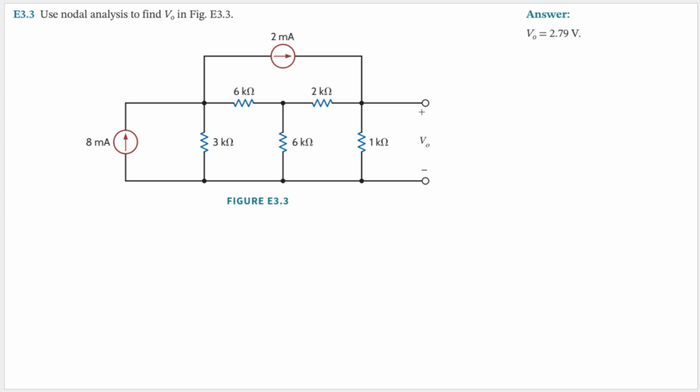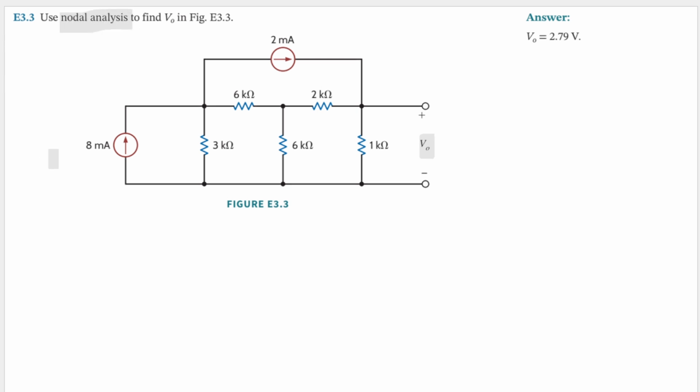Hello, my name is Ardi and we are going to solve this problem E3.3, and the question is: use nodal analysis to find V0 in this circuit. So V0 is this one here and we are asked to use nodal analysis. So we need to use KCL at some nodes here.